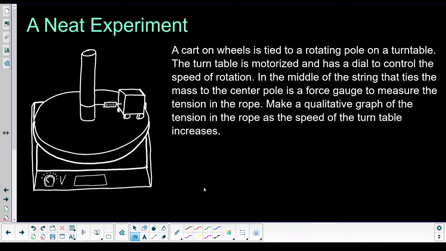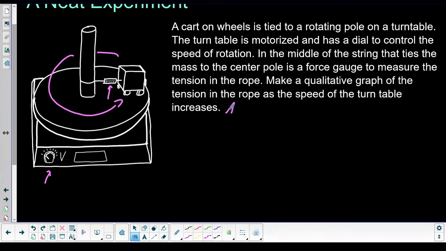So, we have a cart on wheels tied to a rotating pole on a turntable. So you got a little mass. It's tied to this pole in the middle. This whole thing is going to rotate, and it doesn't matter which way. Really not important. The turntable is motorized and has a dial to control the speed of the rotation. In the middle of the string that ties the mass to the center pole is a force gauge. That's what that little thing's supposed to be, to measure the tension of the rope. Make a qualitative graph of the tension in the rope as the speed of the turntable increases.